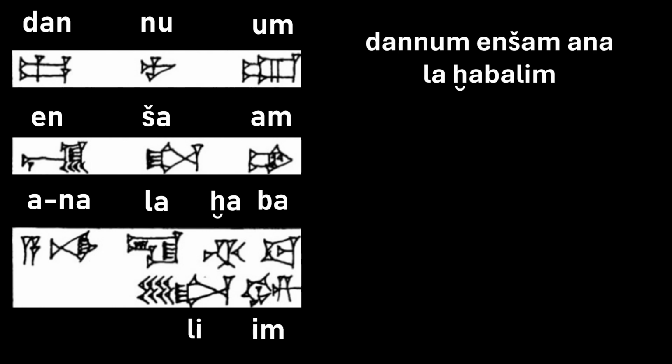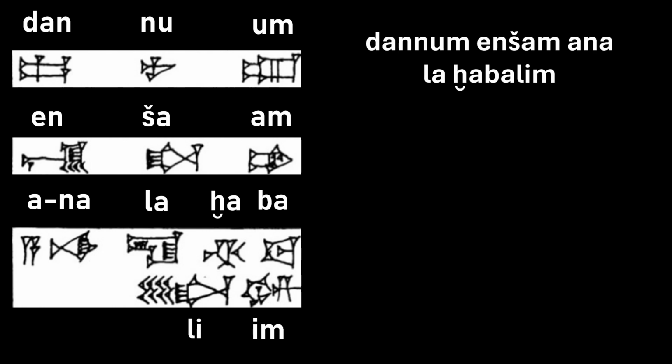In the first line, we read danu and we have to put together the syllables to obtain a word. The word is dannum. And the second line is ensham. And in the third line, we read first ana la and then habalim. So altogether, it reads: Dannum ensham ana la habalim.